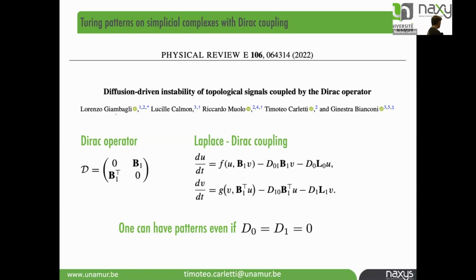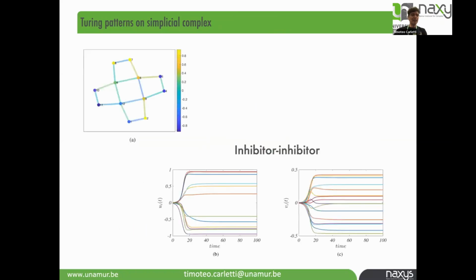And here what we proved with Ginestra in a recent paper is that you can have patterns even once you remove the Laplace interaction. So only Dirac interaction is enough to promote the emergence of Turing patterns in this case of system. Here is an example, again because of the constraint that I showed before, that B1 should have 1, 1, 1 as an eigenvector, and B1 transpose the same. This is a very simple network, a cell complex, where each node has degree 2 or 4. This way you can prove that you can support Turing patterns. And indeed, if you do the simulation, you can find patterns.